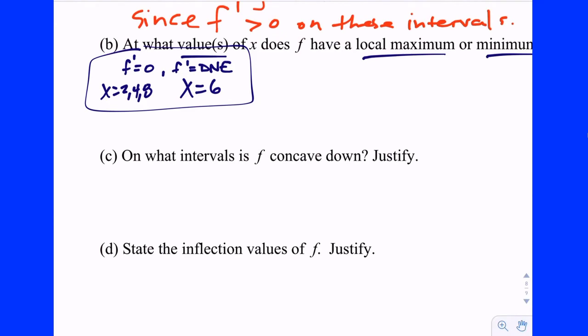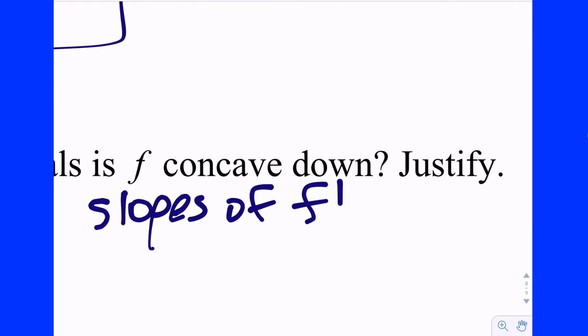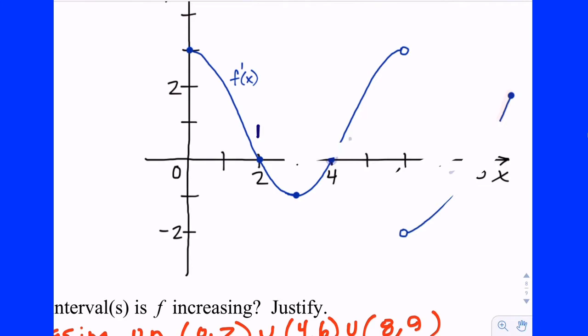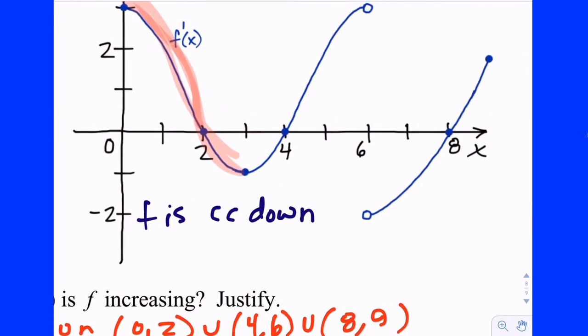Okay. On what intervals is f concave down? F is concave down when the slopes of f prime are negative, right? We're relating that directly to the graph. That's when f double prime would be negative. So it's where this graph is decreasing. Again, I don't want you to say decreasing. We'll just look at the slopes. But it is where the graph is decreasing. So all the way to there, the whole thing, right? And that looks like about it. So f is concave down on the interval from 0 to 3.